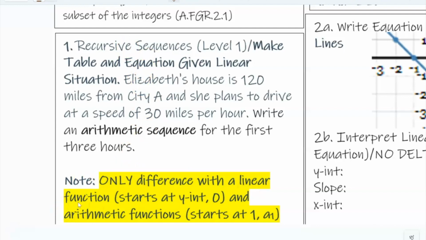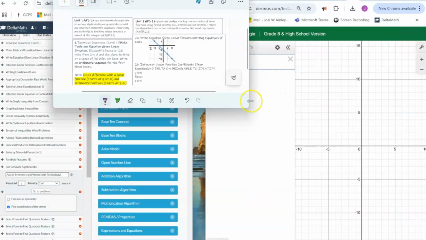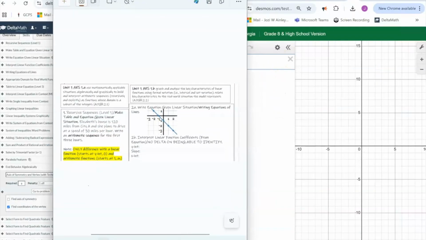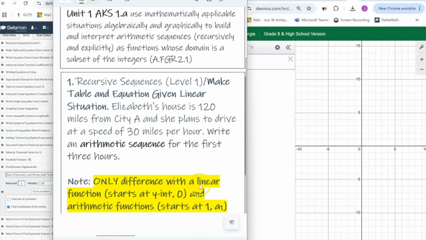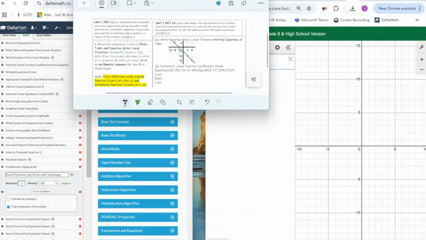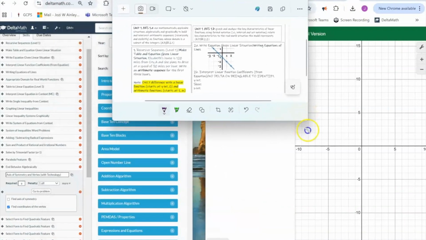between a linear function, okay, and an arithmetic function is that a linear function starts at the y-intercept. Your y-intercept is your start, it's 0. Whereas arithmetic functions, they start at 1. They start at a1, and that's going to be the main difference that you need to do. So I'm going to show you both, that way you understand the difference between both of them and you're prepared for your test. So let's go ahead and start off with arithmetic.